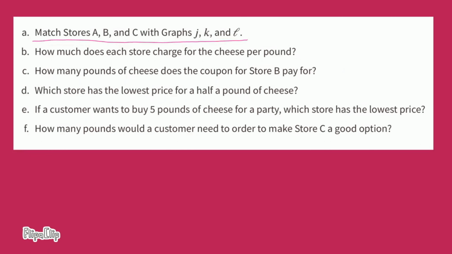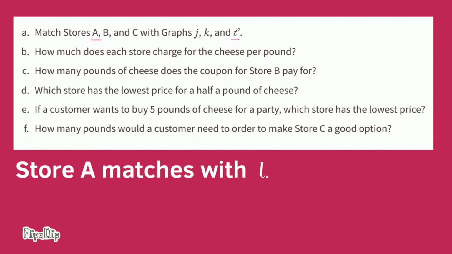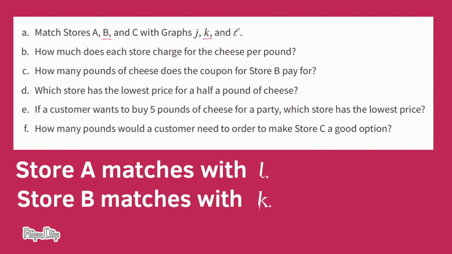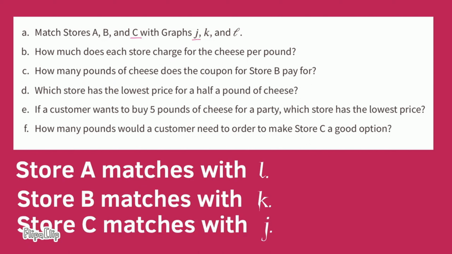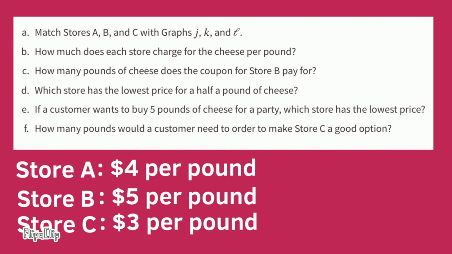Match stores A, B, and C with graphs J, K, and L. Store A matches with line L. Store B matches with line K. Store C matches with line J. How much does each store charge for the cheese per pound? Store A charges $4 per pound, Store B charges $5 per pound, and Store C charges $3 per pound.